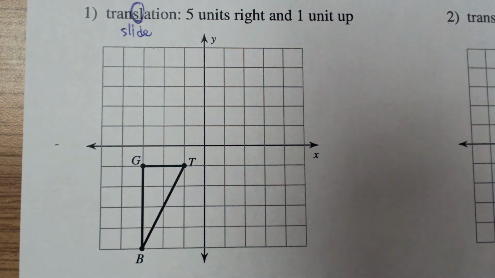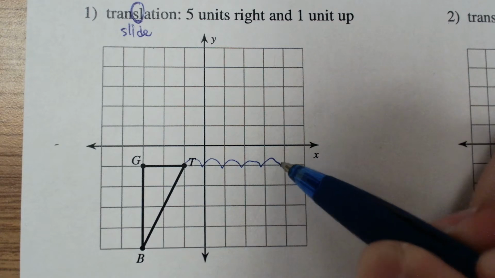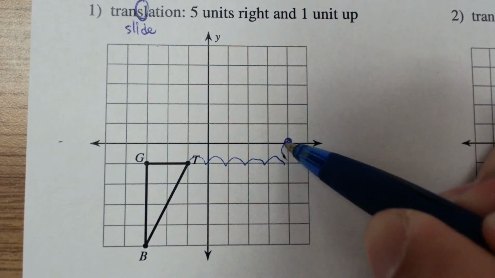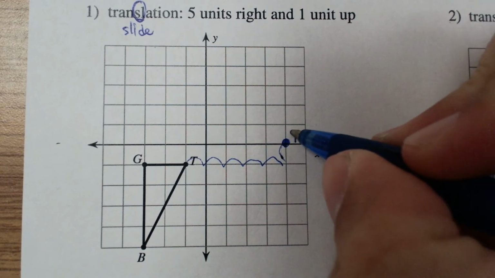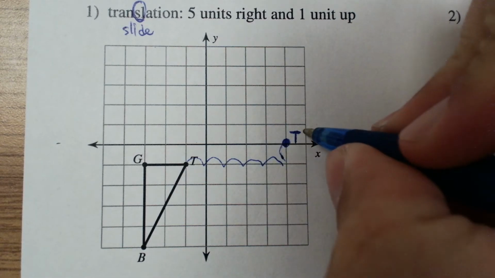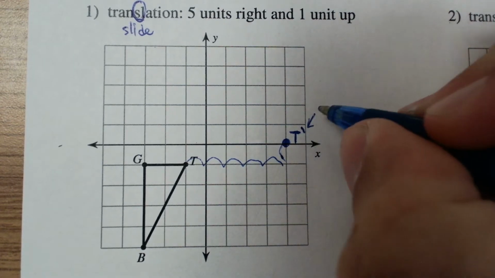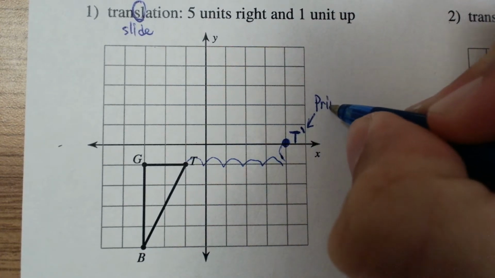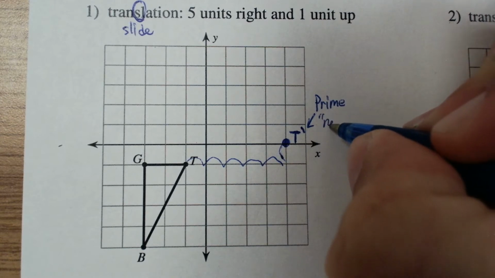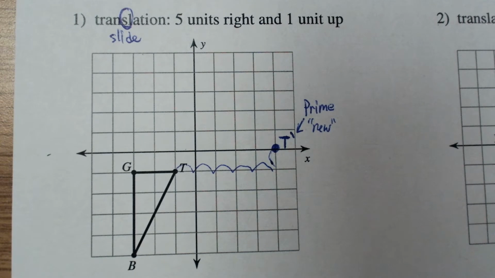So there are 3 ways we can do this. You can take each point and count 1, 2, 3, 4, 5, 1. And that would be point T. But we already have a point T, so we got to distinguish this one some way. We put a little apostrophe next to it. That is called a prime. And it tells us what the new point is going to be.